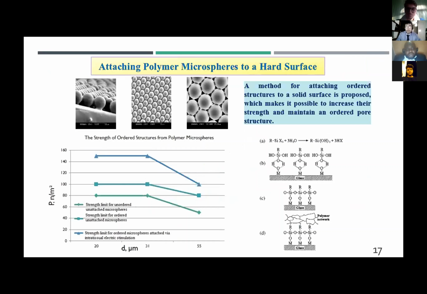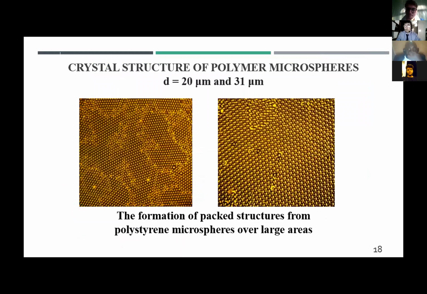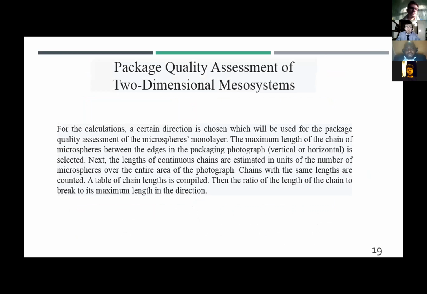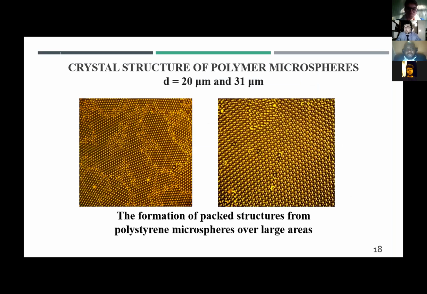This slide shows the attaching of the ordered structure to a hard surface by vinyl triethoxysilane solvents. This slide shows just 2D flat photonic crystals from microspheres of sizes 20 microns and 31 microns. The appearance of flat ordered structures was shown just on the previous slide, sorry, here.